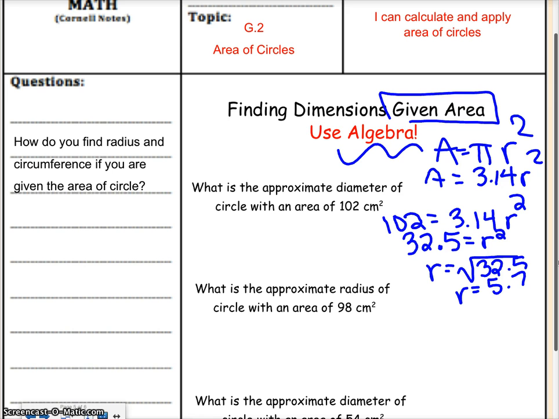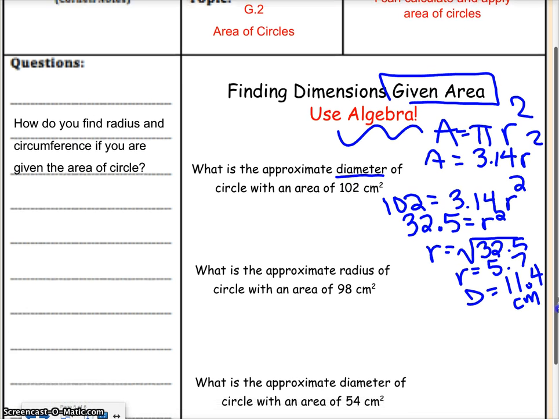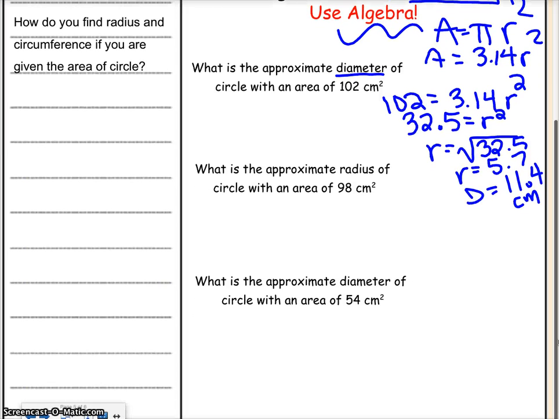Not done. Is square root the opposite? Yep. Square root is the opposite of squaring. So we're always doing opposites. Now I'm still not done. I need diameter. So if this is my radius, diameter is double that, right? So diameter is going to be 11.4 centimeters. Oh goodness. Hey algebra. That's fun. Yes, it is. I might have jumped right into the depth of it. This might have been the hardest of the three. I don't know. We'll find out.